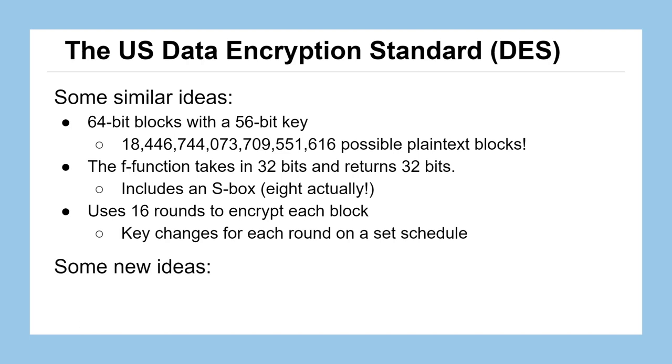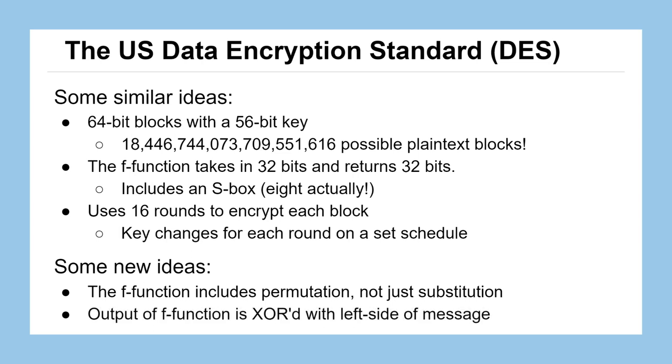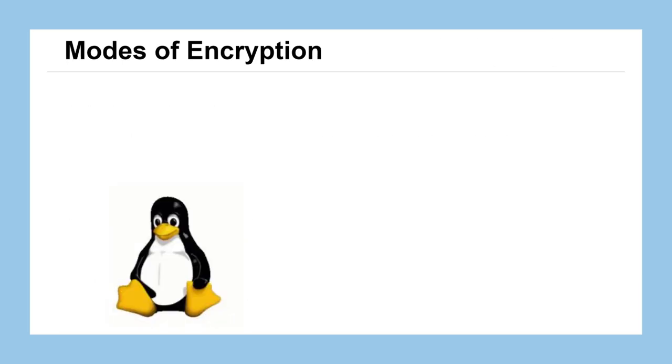Now, the DES does introduce some new, more complex ideas that we didn't put in the baby block cipher. The F function does more than just S boxes. It also has what's called a P box for permutation. So it really is doing a better job at both the confusion and the diffusion. And the output of that F function is completely XORed with the left side of the message, not like our bitwise XORs that we saw in our baby block. So some similarities, some more complexity, and then some new ideas completely.